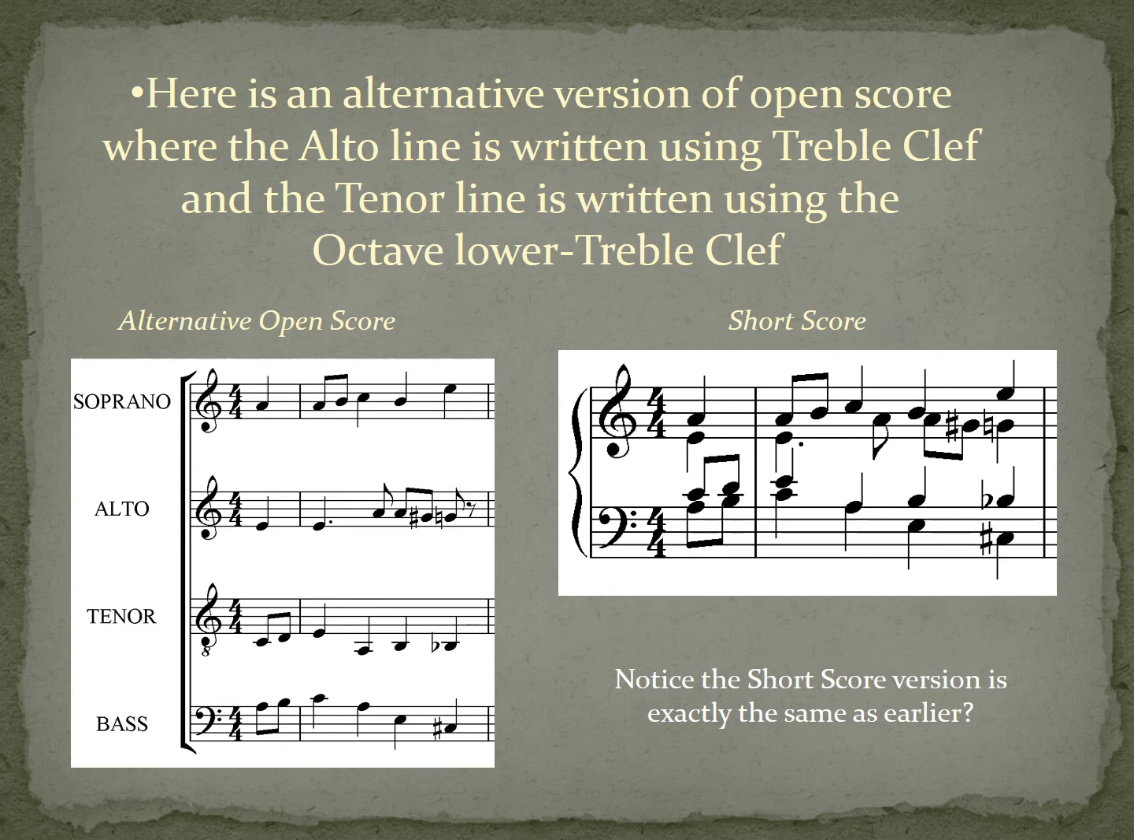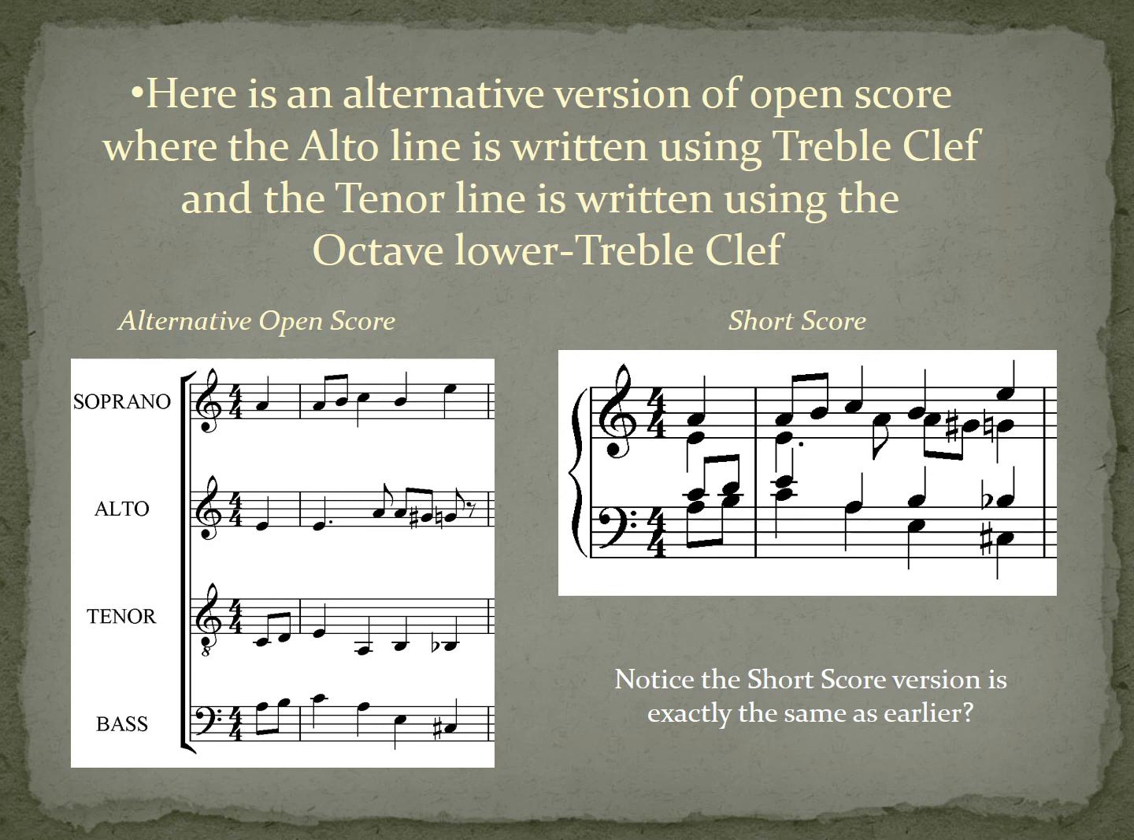Now, there are alternatives to the usage of the clefs. This is actually more common. You can see where the alto line is written on a treble clef rather than using the alto clef. And also the tenor line is using that octave lower treble clef indication. Just give you a second to look at the left hand one. You can refer to the notes. If you look at the short score, you'll see that's how we put it in.